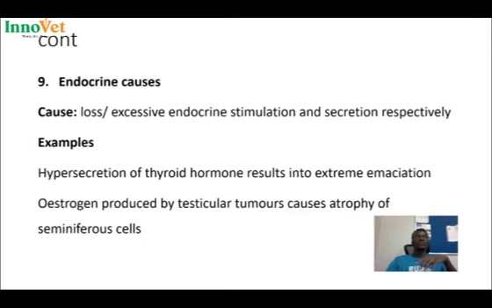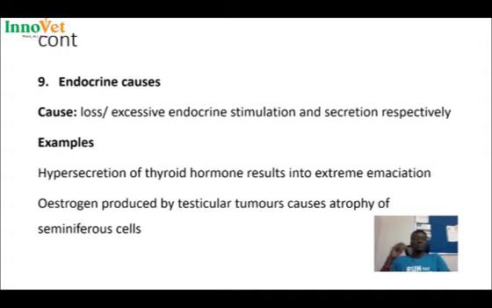Then we have the endocrine causes. In most cases, we call them the hormonal causes. The cause here is basically described as just the loss of the endocrine stimulation or an excessive secretion of the endocrine hormones. An example is if there is hypersecretion of the thyroid hormone, the resulting cause will be emaciation of the muscles. This is seen in cats and dogs if they have hypersecretion of this thyroid hormone.